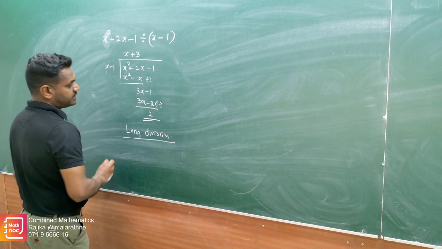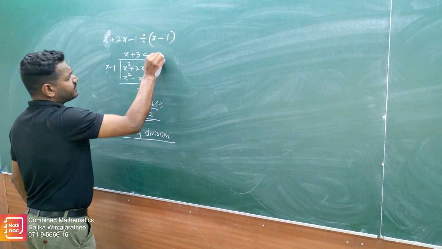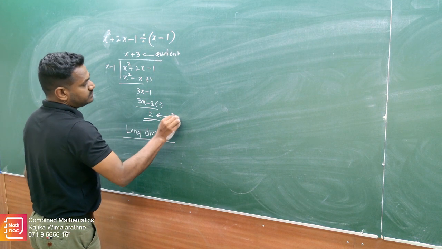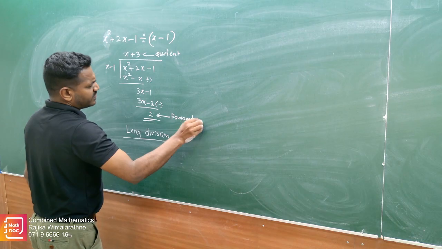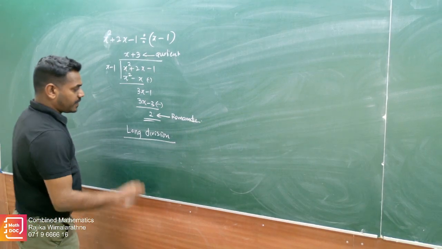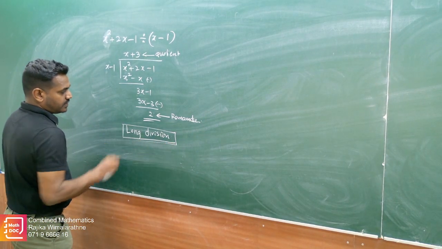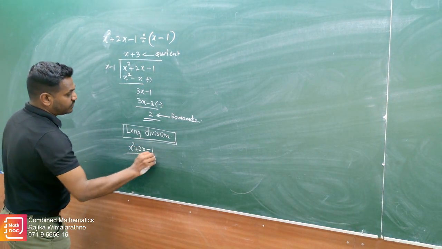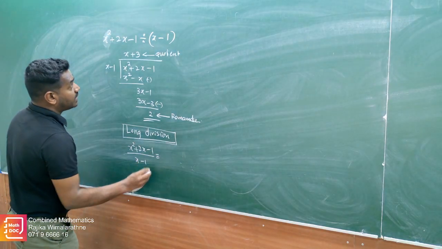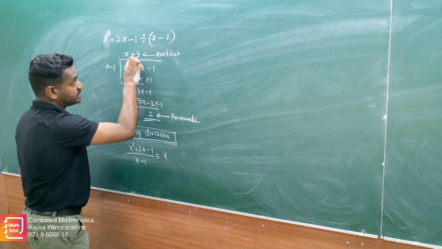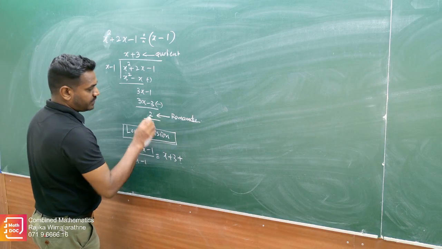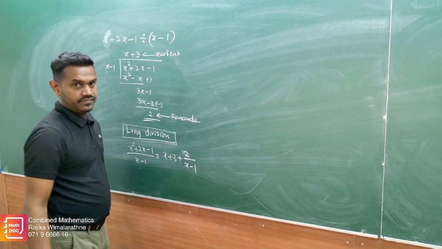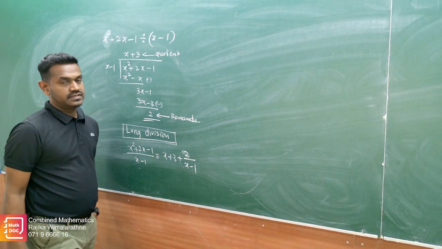Then by long division, you can find the quotient and you can find the remainder. Therefore, by the division algorithm, x squared plus 2x minus 1 is identical to the quotient x plus 3, remainder 2, times x minus 1. Very simple. This is long division.